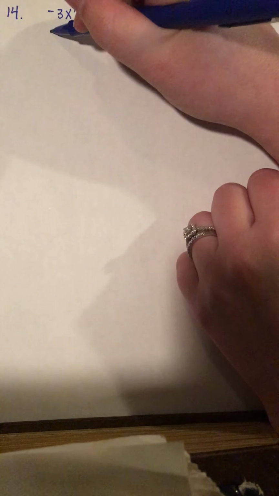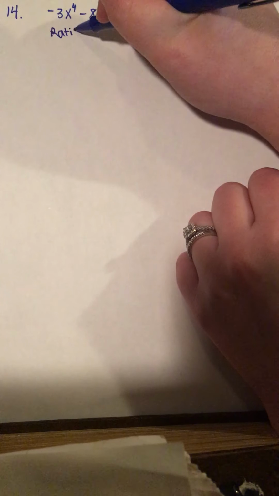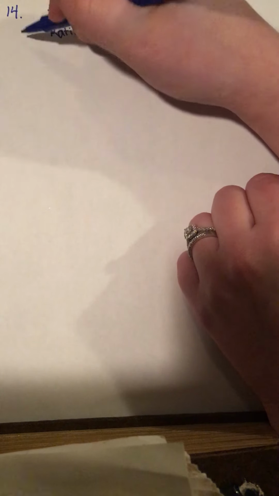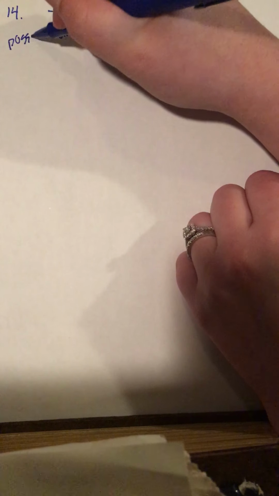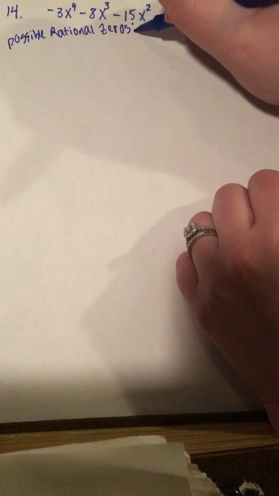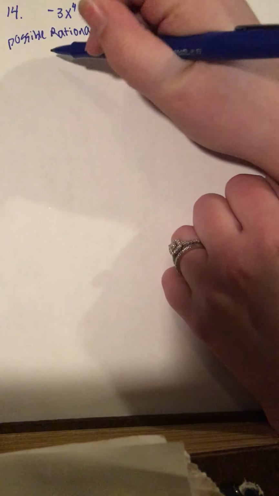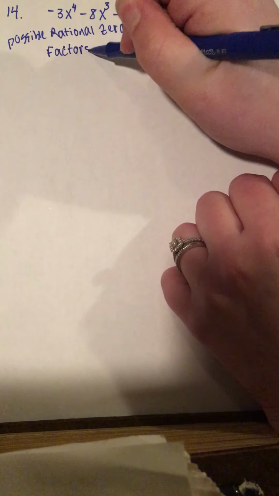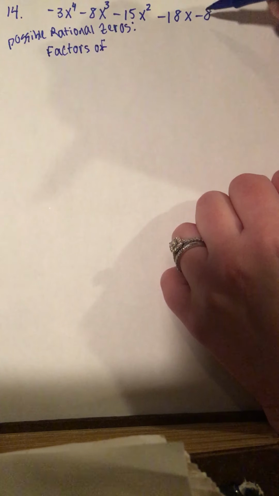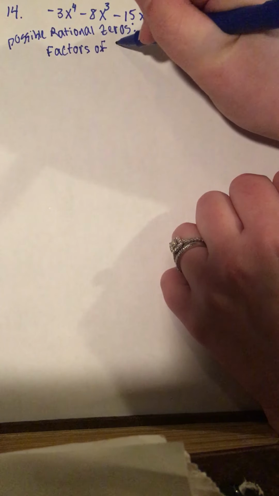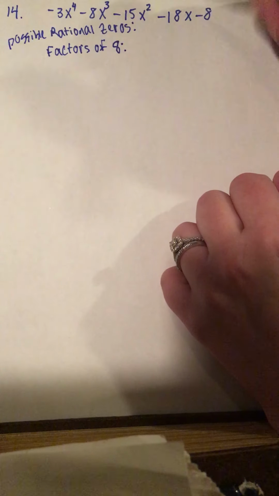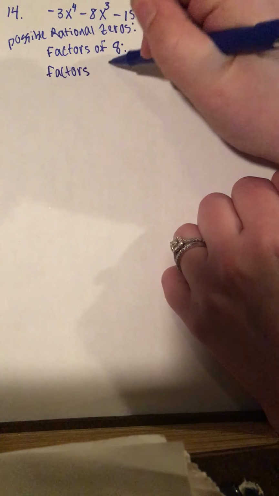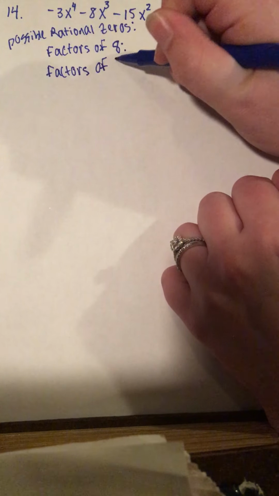So to get our possible rational zeros, right, these are possible rational zeros. They're not all going to actually work. All right, so we have to find factors of the constant term, which is 8. We ignore the negative. And then factors of the leading coefficient, which is factors of 3.